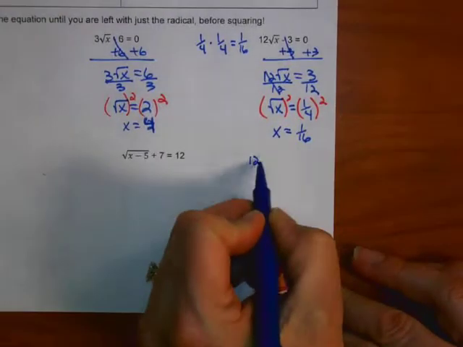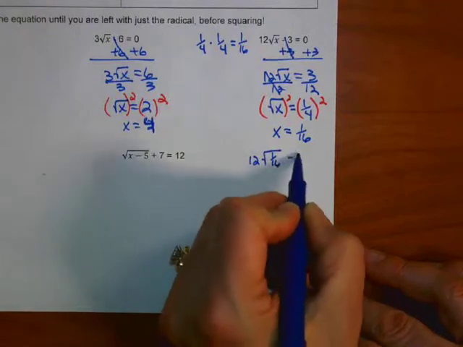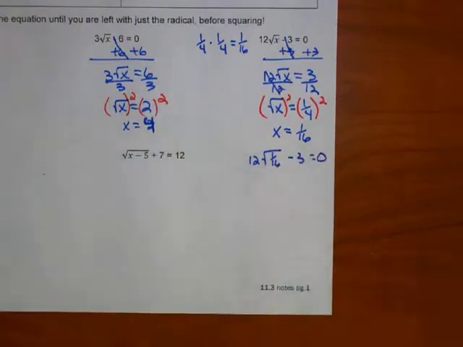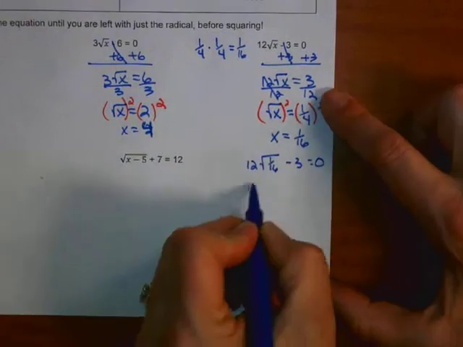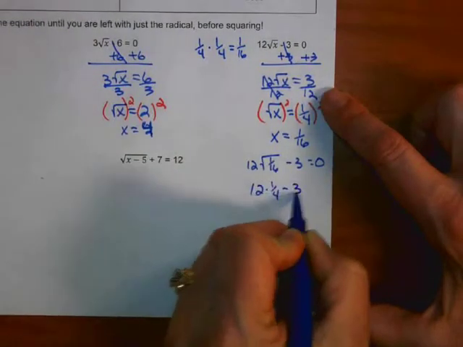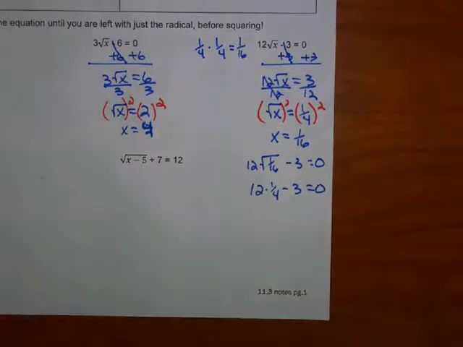So I'm going to check by doing 12 times the square root of 1/16 minus 3 equals 0. It's not that bad because you already know what the square root of 1/16 is. What is it? 1/4. So 12 times 1/4 minus 3 equals 0. And you're like, oh, fractions, but they're not that bad. What's 12 times 1/4? 12 divided by 4. 3 minus 3. It's good. We're good. Solid.